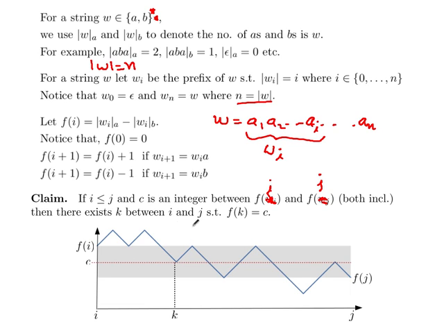So that means you will have some k between i and j such that f of k is your chosen c. So if you choose any c between f_i and f_j, that means there exists a k between i and j such that f_k is c.